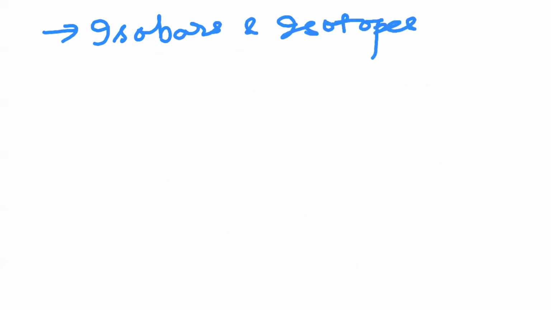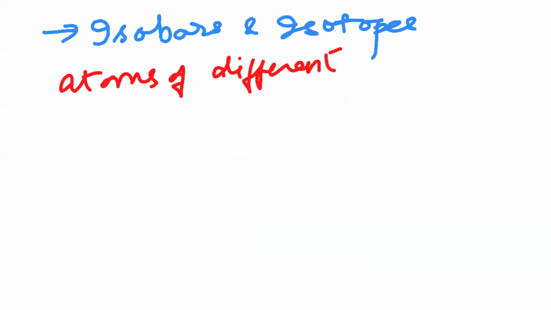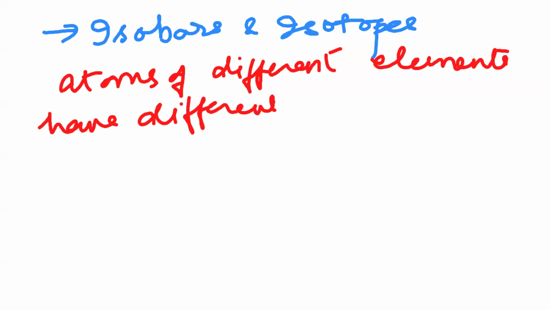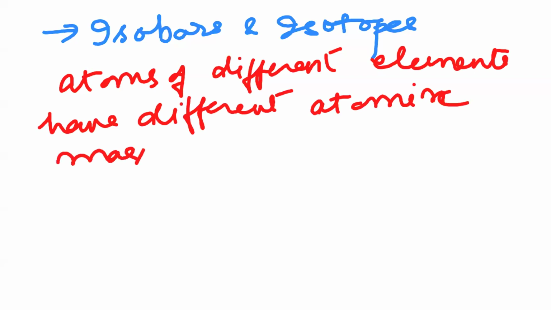And next is the discovery of isobars and isotopes. They showed that atoms of different elements have different atomic masses. This will be a separate topic, right, not in the limitations? No, it is under limitations only. Okay, wait, I'll tell you in a better way.